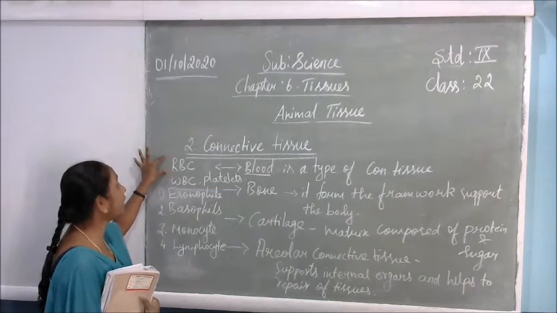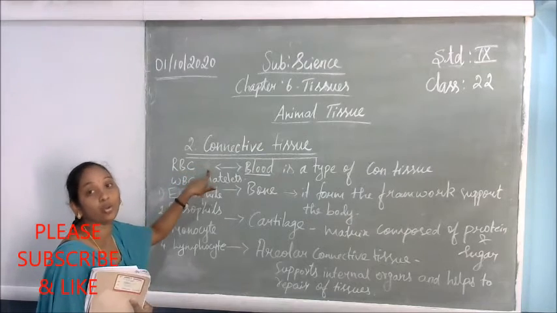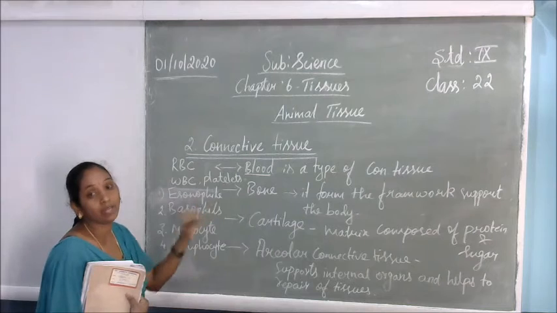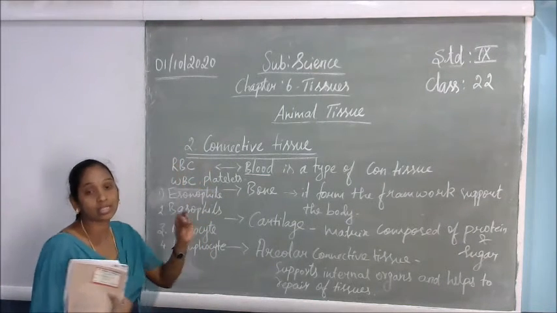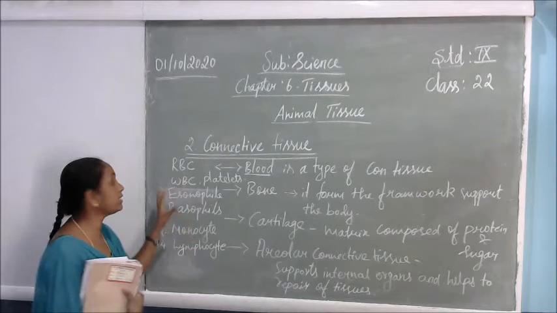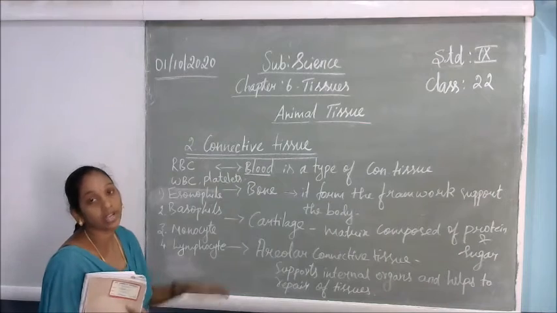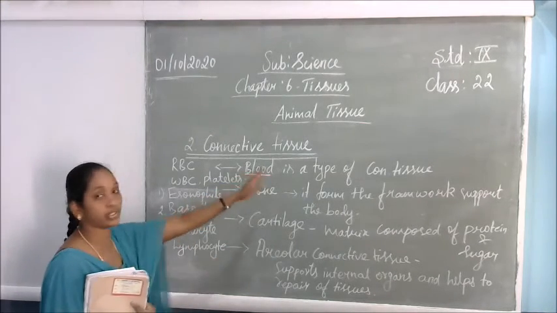RBC will carry the oxygen. Inside the RBC, hemoglobin will be present. The hemoglobin is the oxygen-carrying part. Okay. Because of the hemoglobin, the RBC looks red in color. It is an iron pigment. Okay. So that hemoglobin will be carrying the oxygen from one part of the body to the other part of the body. So that is the connective tissue.